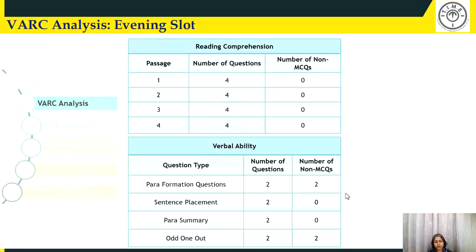So now let's come to the first section, that is verbal ability and RC. In this, like I said, there were 16 questions in RC as expected. And if we look at the verbal ability questions, there were 8 questions. So out of them, para formation questions, we had 2, all were type in the answer type.